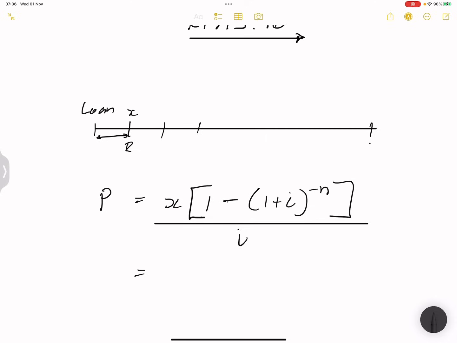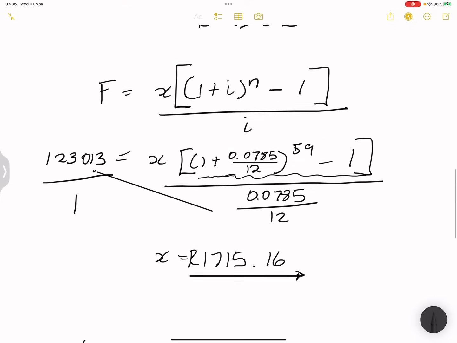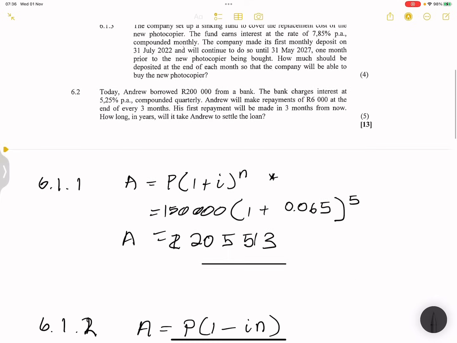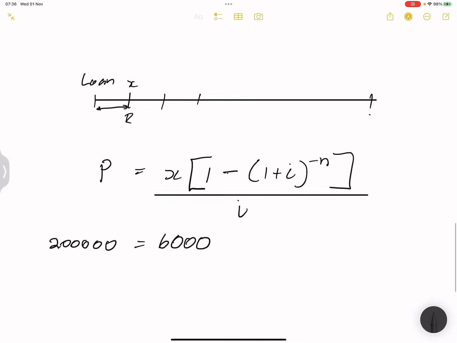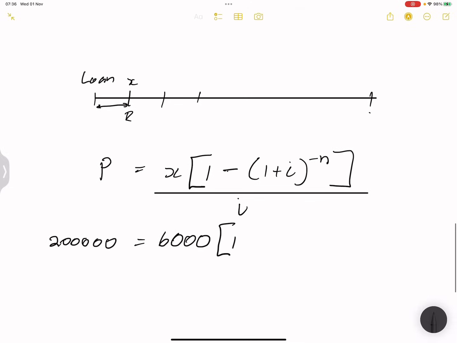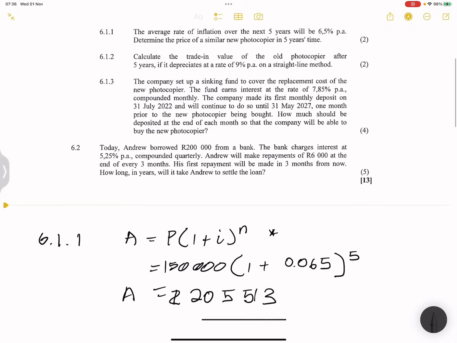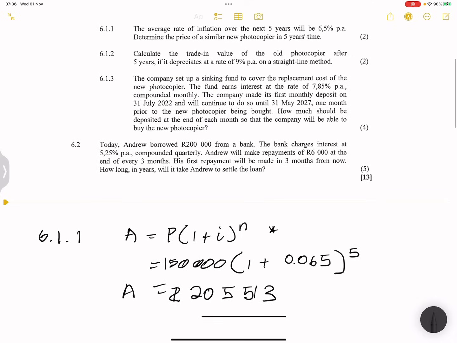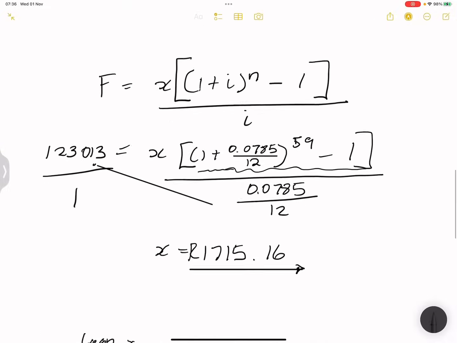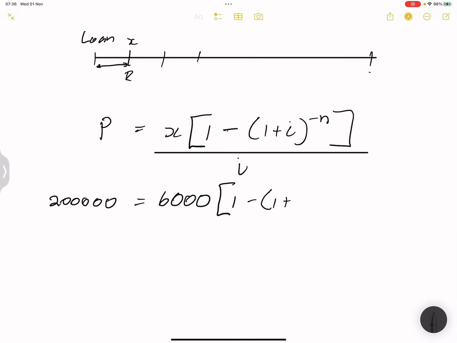Now, the loan amount was 200,000, if you remember. So we want to find out, in this case, how long in years. They said Andrew will pay off the loan in installments of 6,000. In this case, we're going to say 1 minus 1 plus i. Remember, what was our interest? That was 5.25, divided by 100, so that's 0.0525.